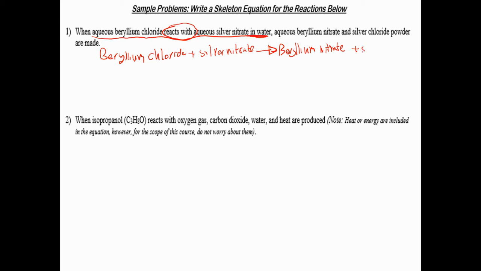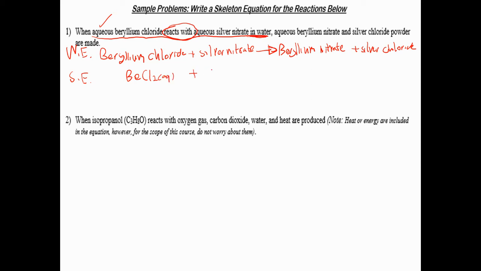Plus silver chloride. So we wrote out our word equation. So this is WE, word equation. And now we're going to write out the skeleton equation. We're just going to convert these to their formulas. So crisscross method, because this is ionic. So we get BeCl2. We're told this is aqueous, and we need to put that down in the skeleton equation, aq. Put the plus back where it was.